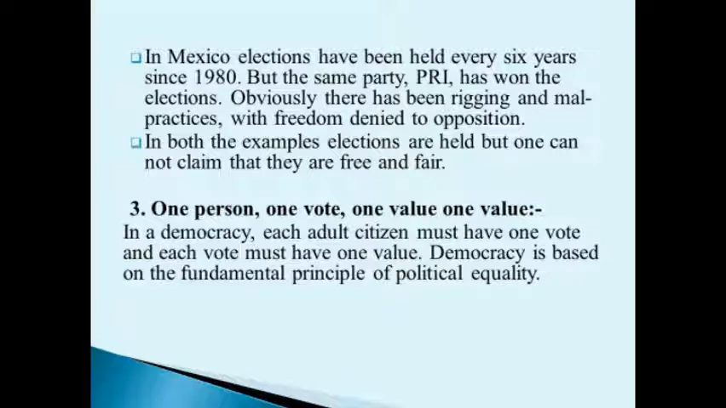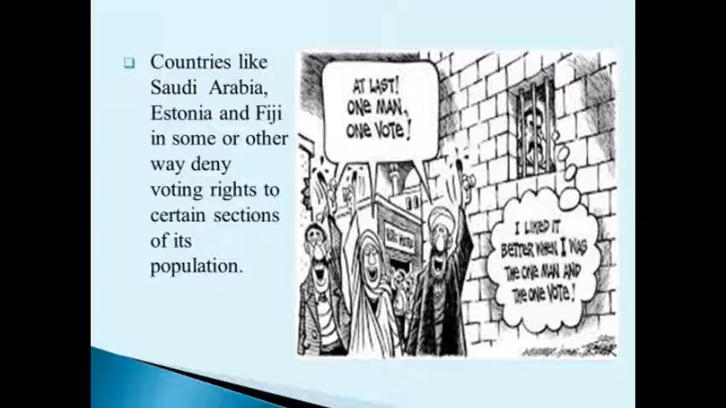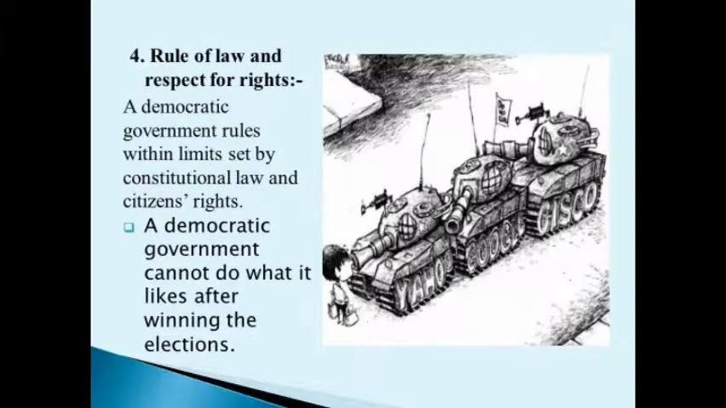One person, one vote, one value. In a democracy, each adult citizen must have one vote and each vote must have one value. Democracy is based on the fundamental principle of political equality. Countries like Saudi Arabia, Estonia, and Fiji, in some way or other, may deny voting rights to certain sections of their population.